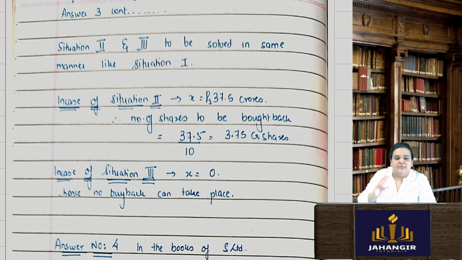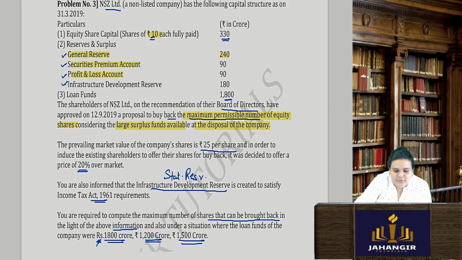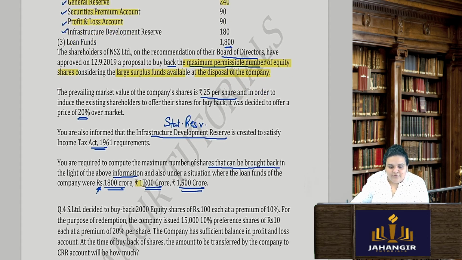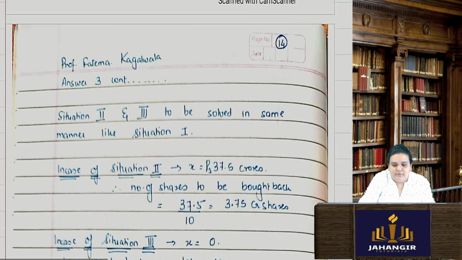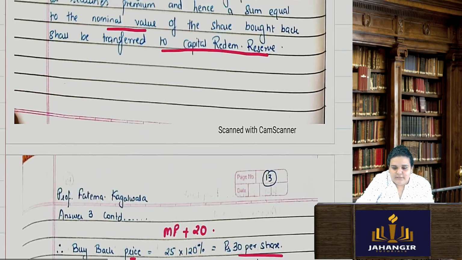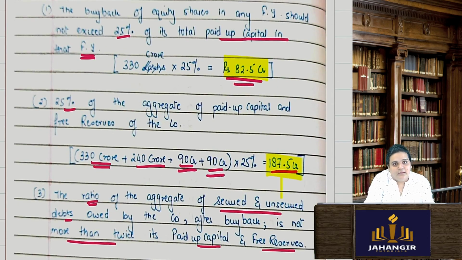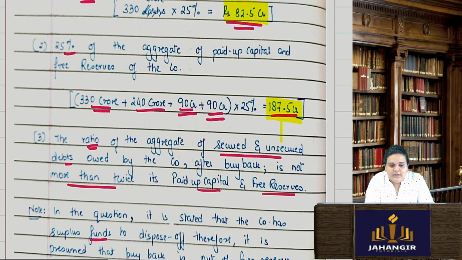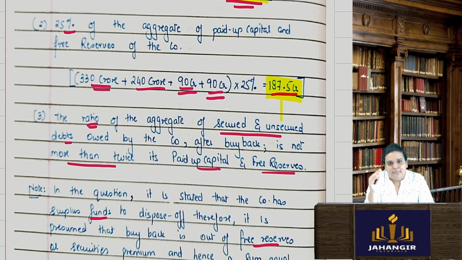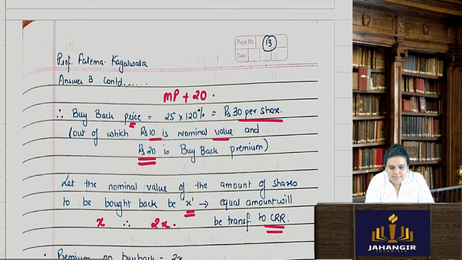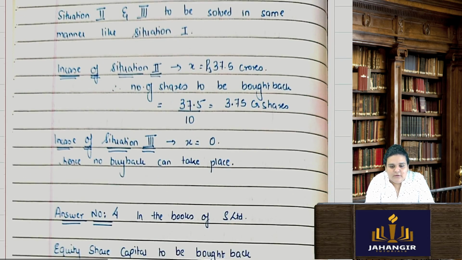Okay. Now, in situation number 2, here my loan funds are becoming 1200 crores. Let's see. Everything will remain the same. My condition number 1 will be 25% of the total paid up capital, 82.5. Condition number 2, 25% of paid up capital plus free reserve, 187.5. But my condition number 3 is going to change. How? We will see this.